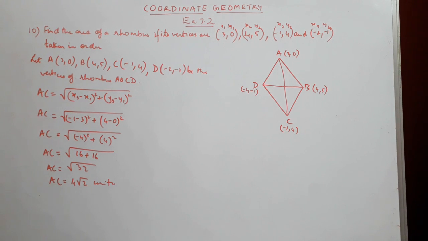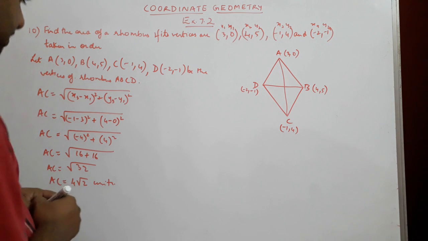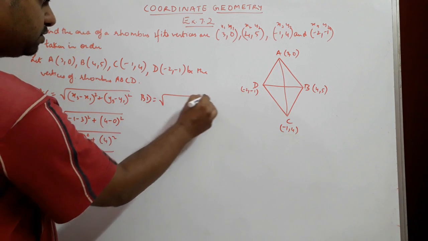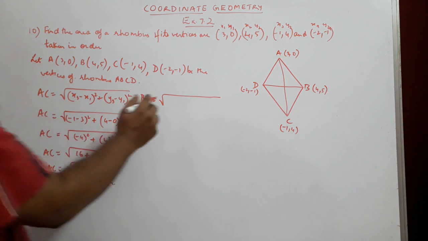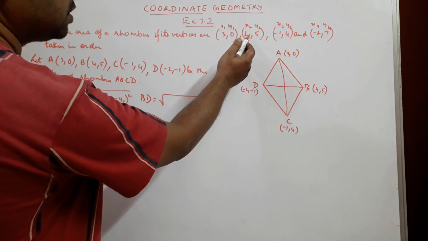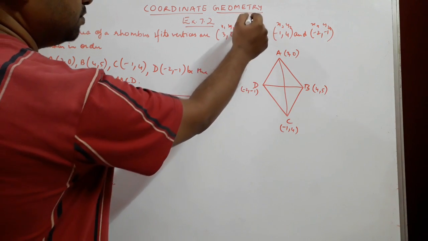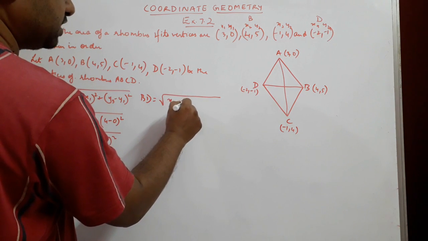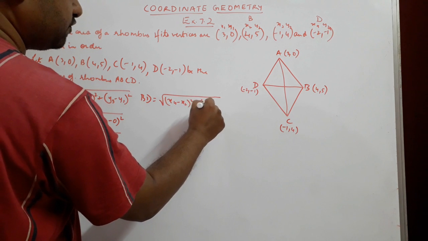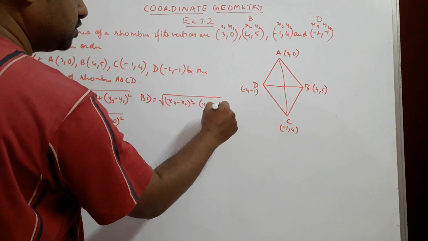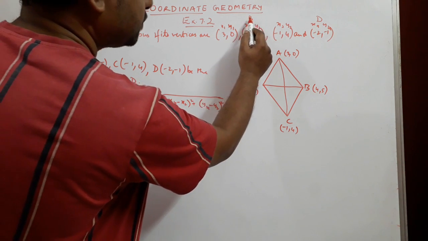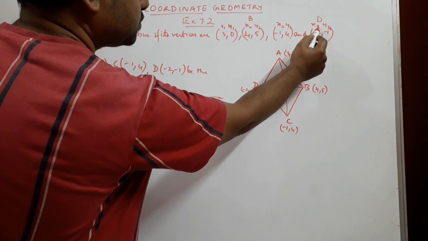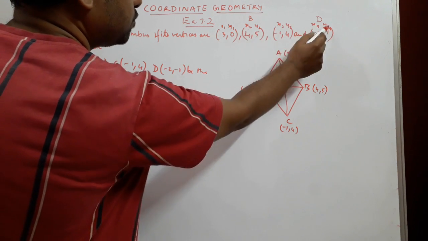Next we find out BD. BD will be equal to, so just like AC we will have to see how to alter the formula a little bit. This is B and this is D, which means we have to write x4 minus x2 whole square plus y4 minus y2 whole square, because it involves B and D, and we take the last one first.